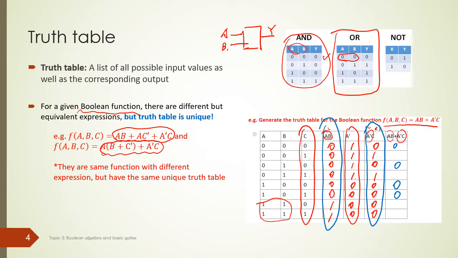Okay, I believe that's it. So all the other blank rows, we need to put 1. So finally, we found the truth table for this function, which is this column. I'll use a different color to draw that.